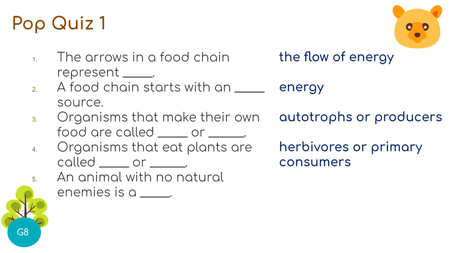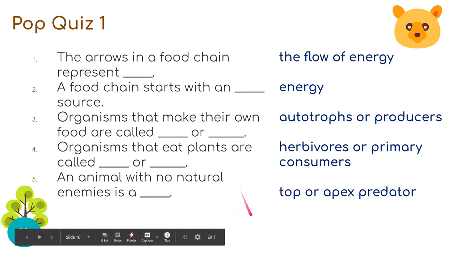An animal with no natural enemy is a top or apex predator. Apex, that's the tip of the pyramid or the tip of the triangle. So if this is the triangle, apex predator. Okay.